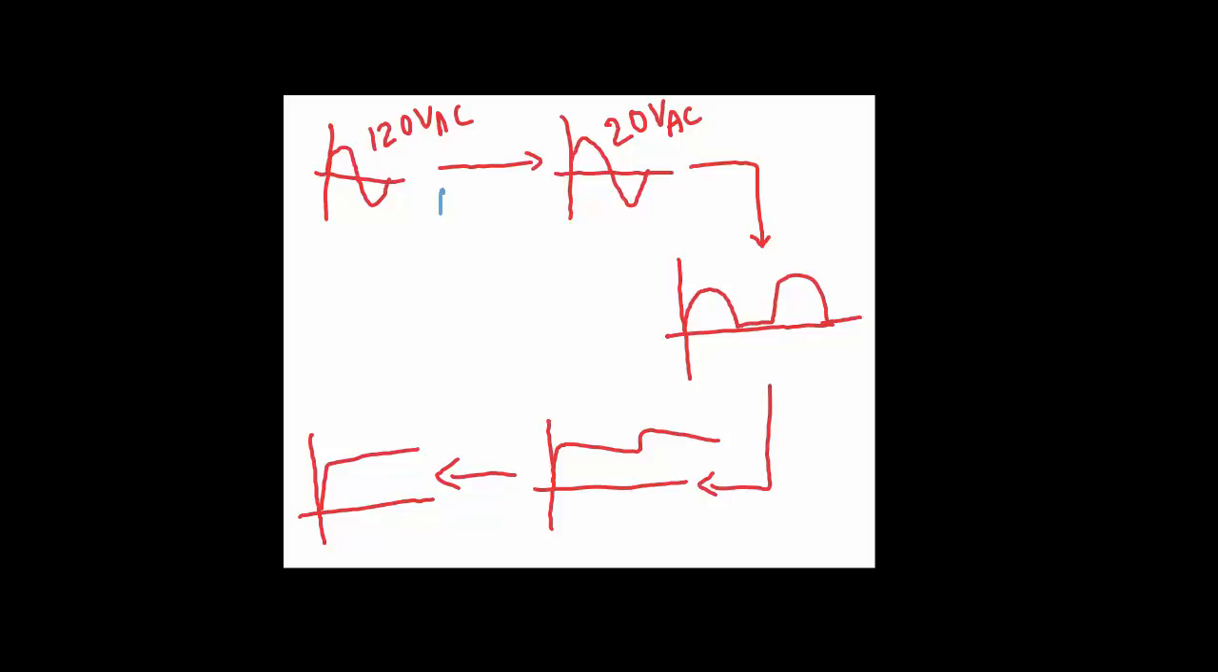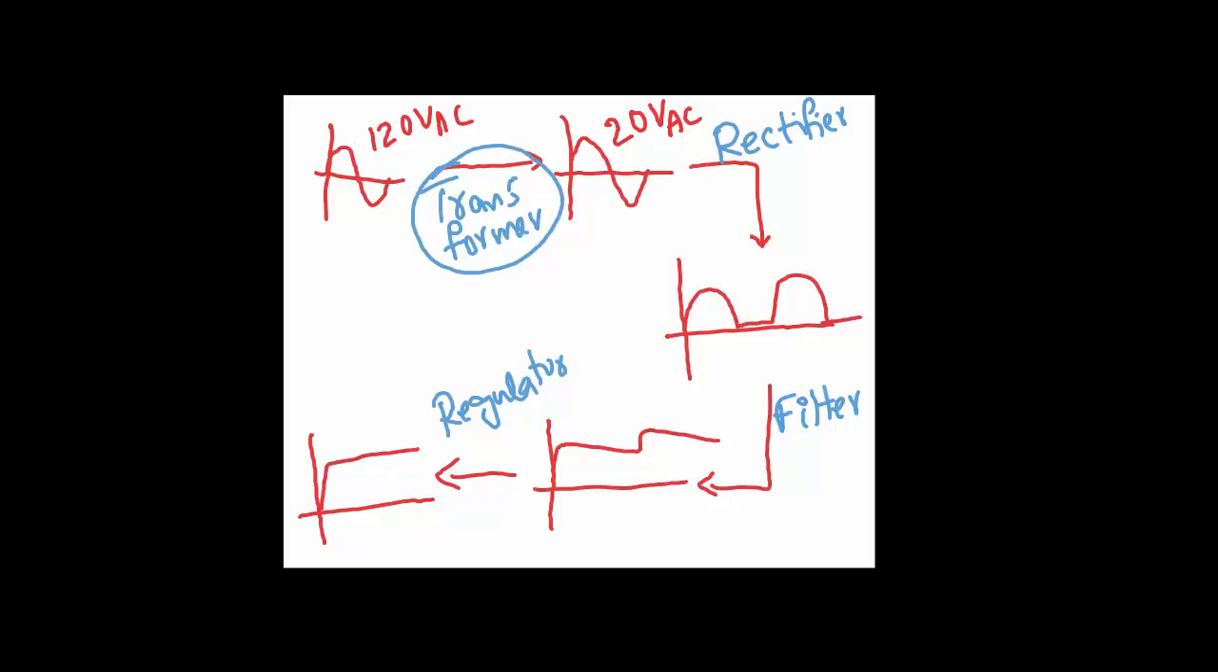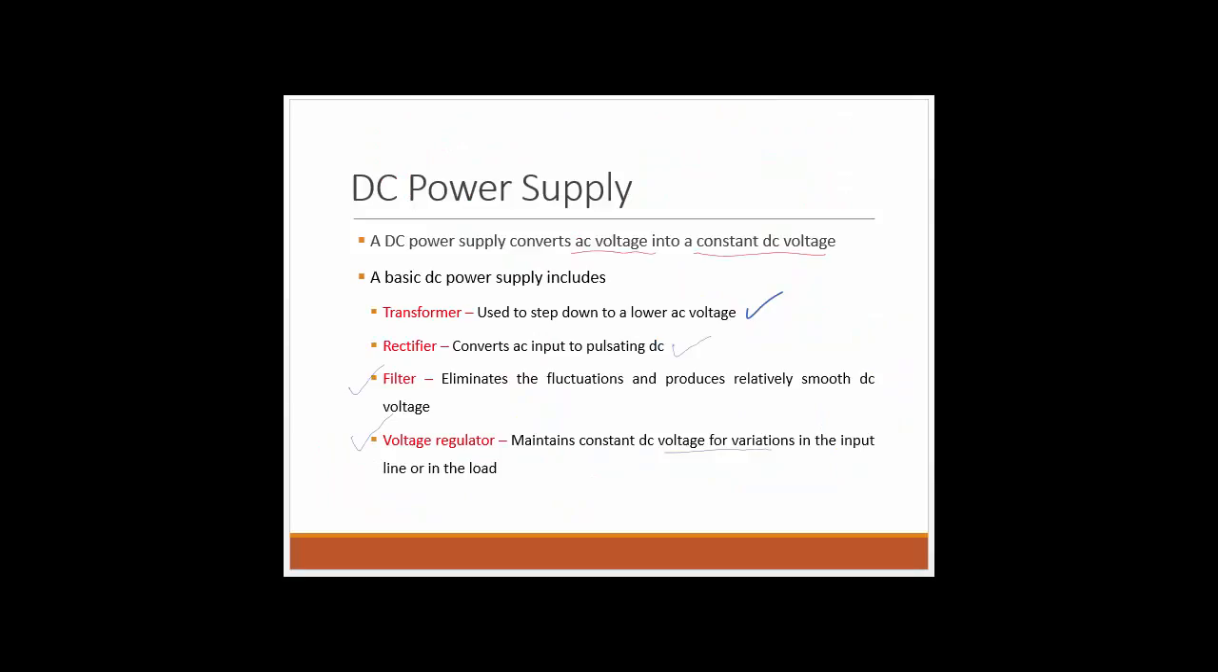So this is the transformer stage. So this is the rectifier stage. Here, once the rectified signal passes through the filter, and once the signal is filtered out, it is passed through the regulator. So these four are the major and very basic components of a DC power supply: a transformer, rectifier, regulator, and a filter. In this tutorial, we will talk about the transformer and the rectifier.